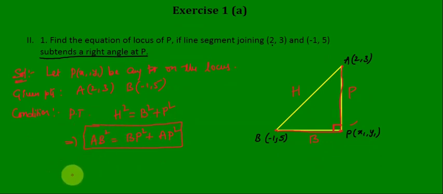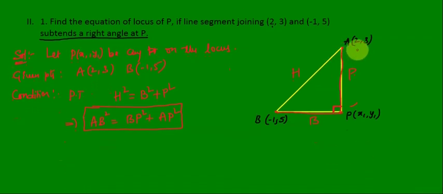So first step, AB square means what? Distance between A and B. So what are the points here? A is (2, 3) and B is (-1, 5). So distance between, same formula, (x2 minus x1), that is (-1 minus 2) whole square plus (y2 minus y1), that is (5 minus 3) whole square. This is AB squared.